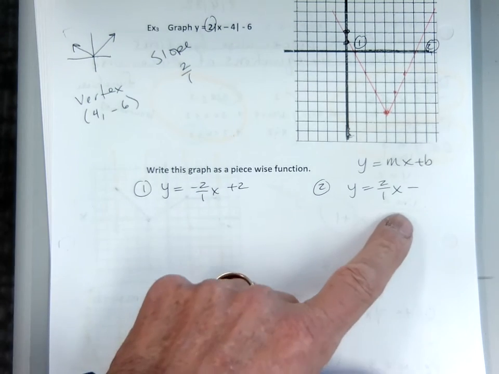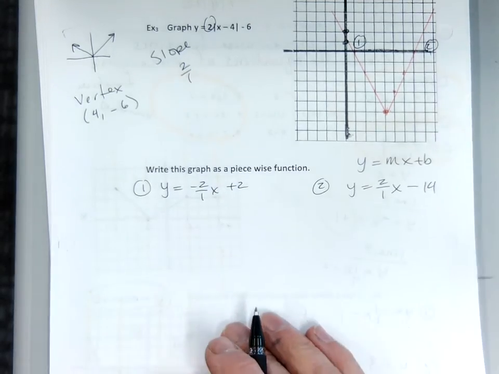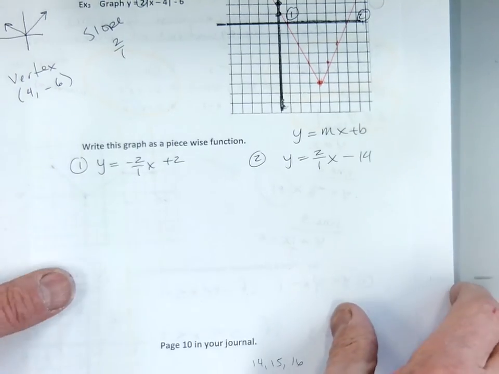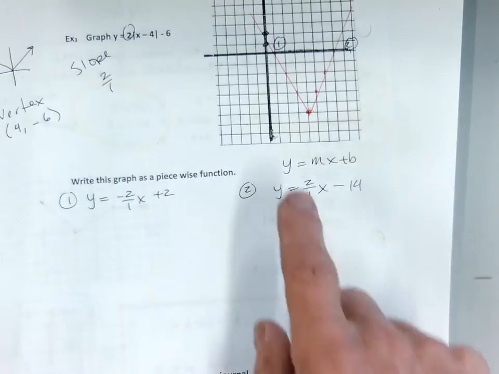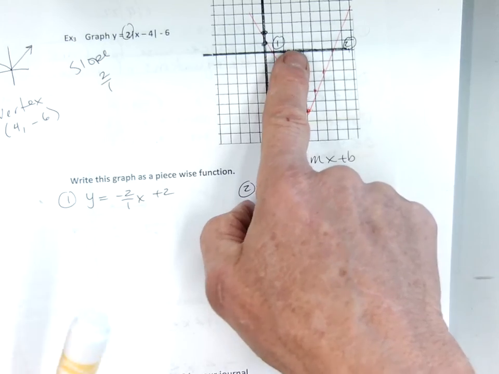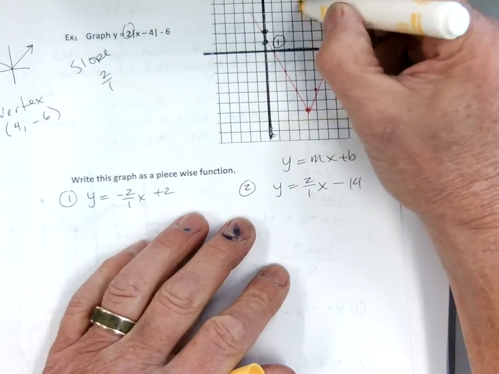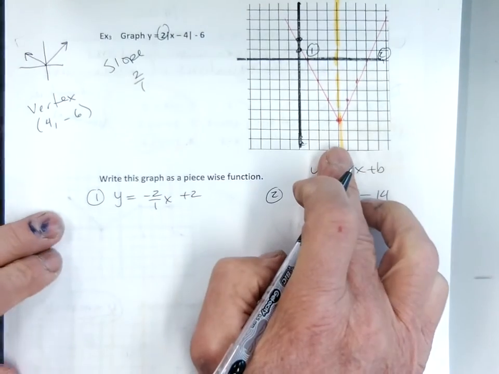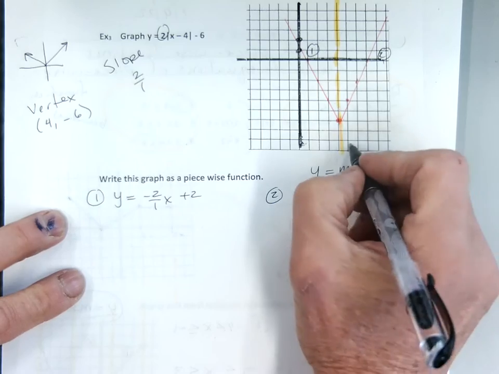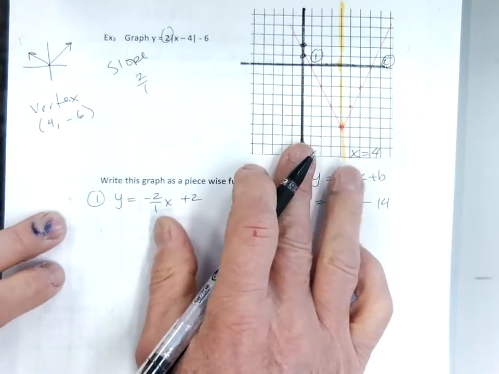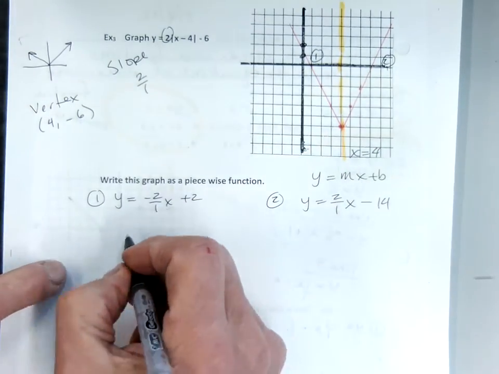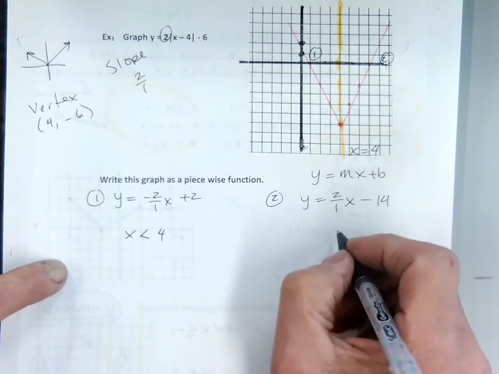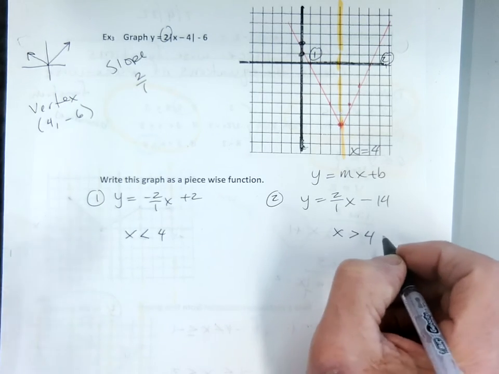Okay, so minus 14. So, where's my borderline? My borderline is at 1, 2, 3, 4. Well, it has to be 4, right? We know that. There's my borderline. This borderline's at x equals 4. Graph 1 is x is less than 4. Line 2 is x is equal to 4.